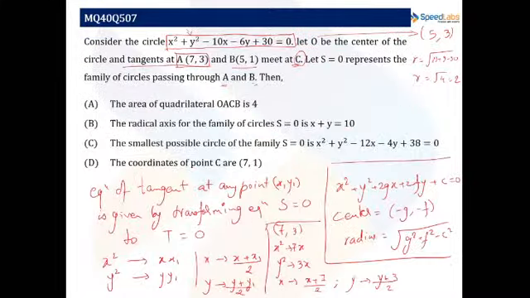Let's please see the question once again. Consider this circle x square plus y square minus 10x minus 6y plus 30 equals 0. O is the center of the circle and tangents at these two points (7, 3) and (5, 1) meet at C. Let S equals 0 represent the family of circles passing through A and B. Then we need to find the area of quadrilateral OACB. If the answer is 4, then this will be the correct answer. Let's go.